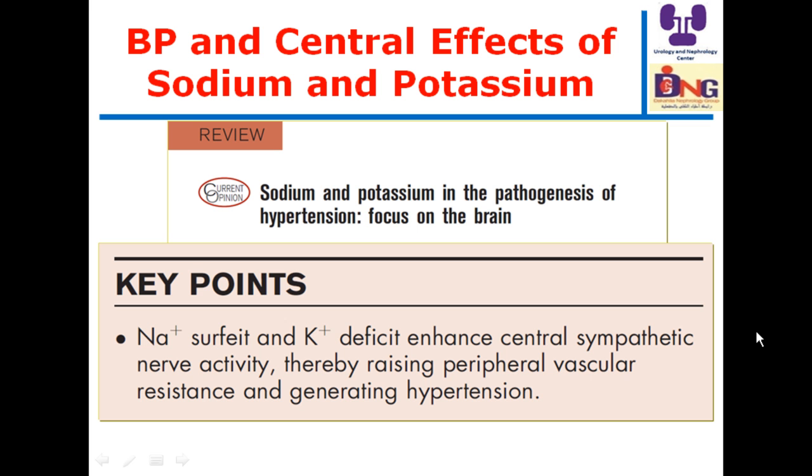It's a very interesting review that shows an important parameter: sodium excess and potassium deficit enhance central sympathetic nerve activity. This is a very interesting point, because sodium excess and potassium deficiency act centrally on the brain, increasing the central sympathetic nerve activity, raising peripheral vascular resistance, and generating hypertension.